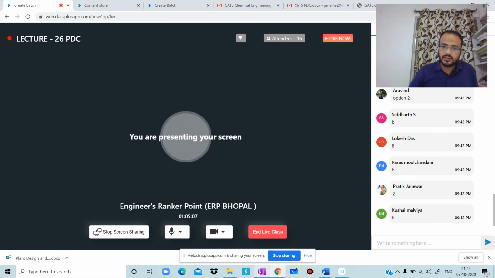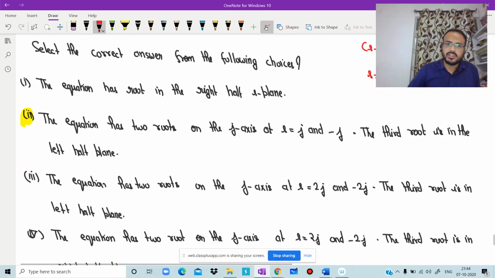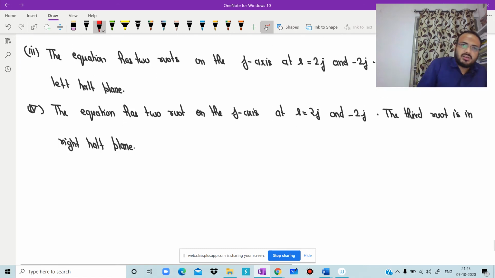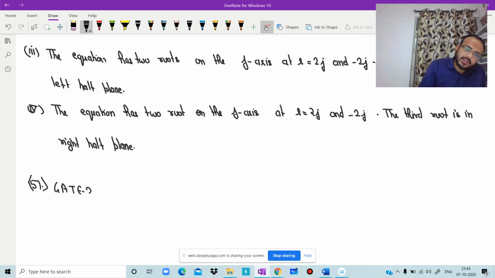Again, the number of root changes. 50 completed. Is it clear? We will solve nearly 80 questions. Write down question number 51. That is from GATE 2005.